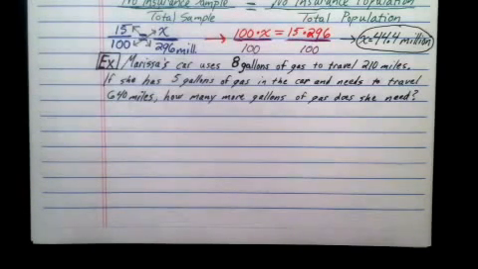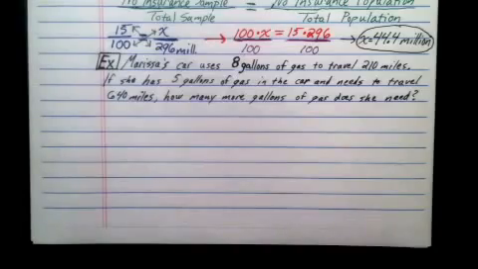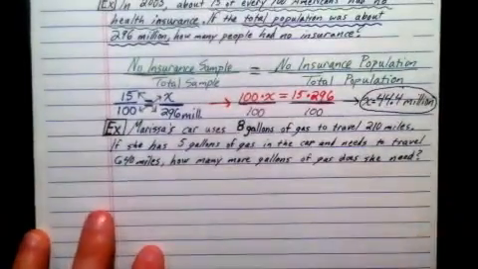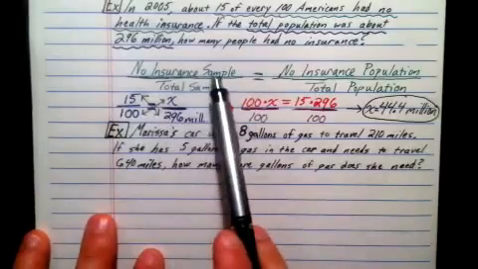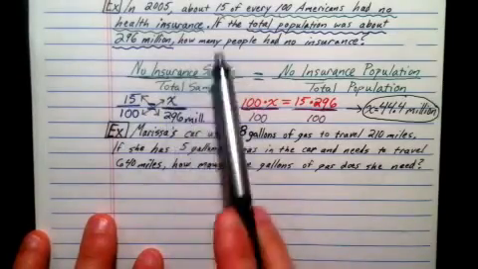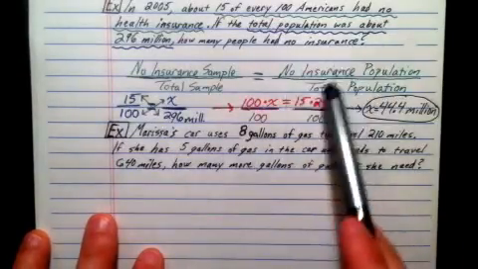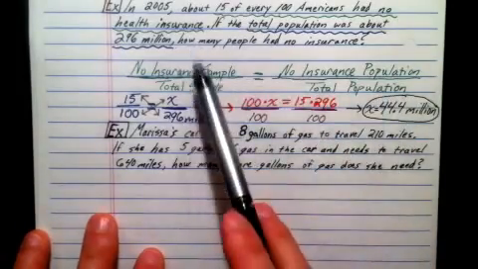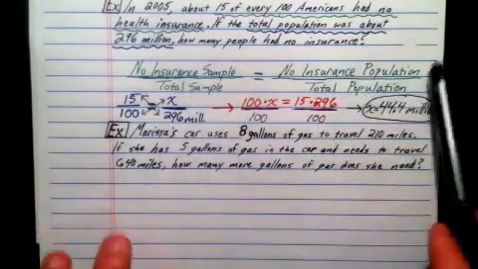Okay. So again, if possible, you're going to want to try to set up a proportion if you can. Our proportions just have to kind of have the same setup in our two fractions, like we had over here. We had the no insurance amount over the total amount for our sample, then the no insurance amount over the total for our whole population. So we did no insurance over total, no insurance over total.